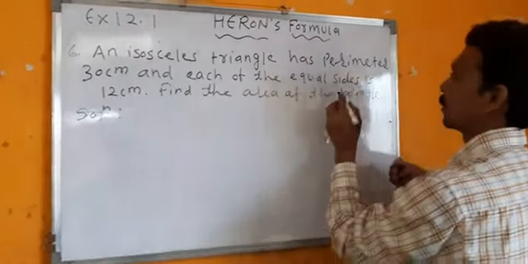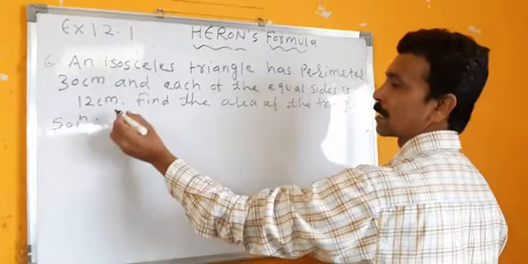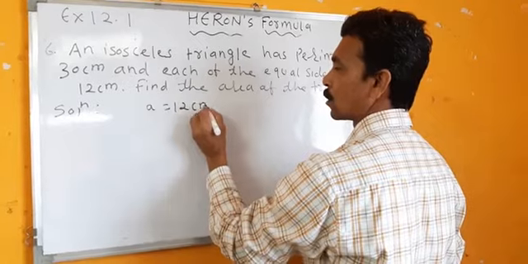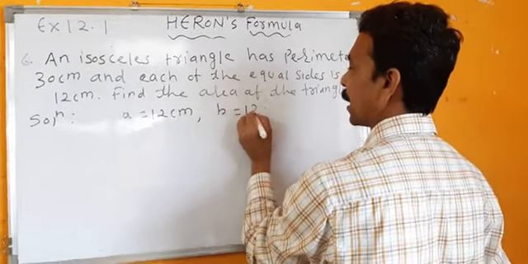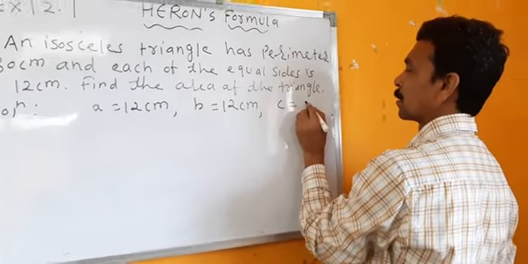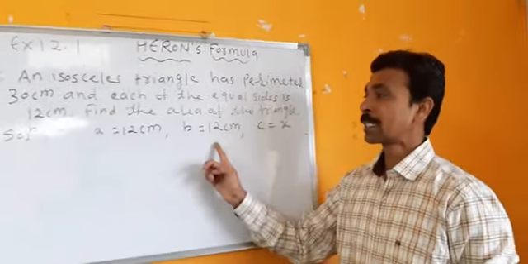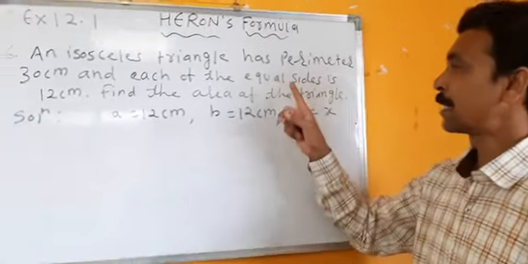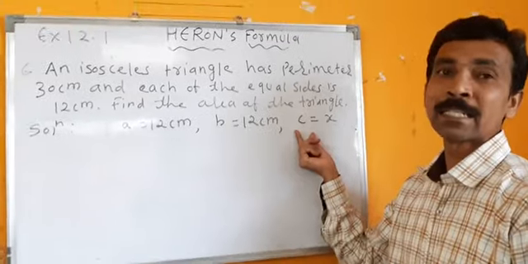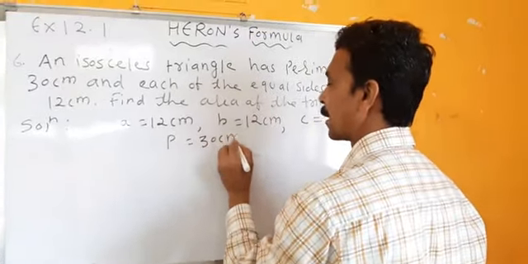They have said that each of the equal sides is 12 centimeter. We will call A as 12 centimeter, B as 12 centimeter, C as X, because we don't know the third side. We know the two sides because both the sides are equal. It is written here. Equal sides is 12 centimeter. Third side, C is equal to X. Perimeter is given 30 centimeter.